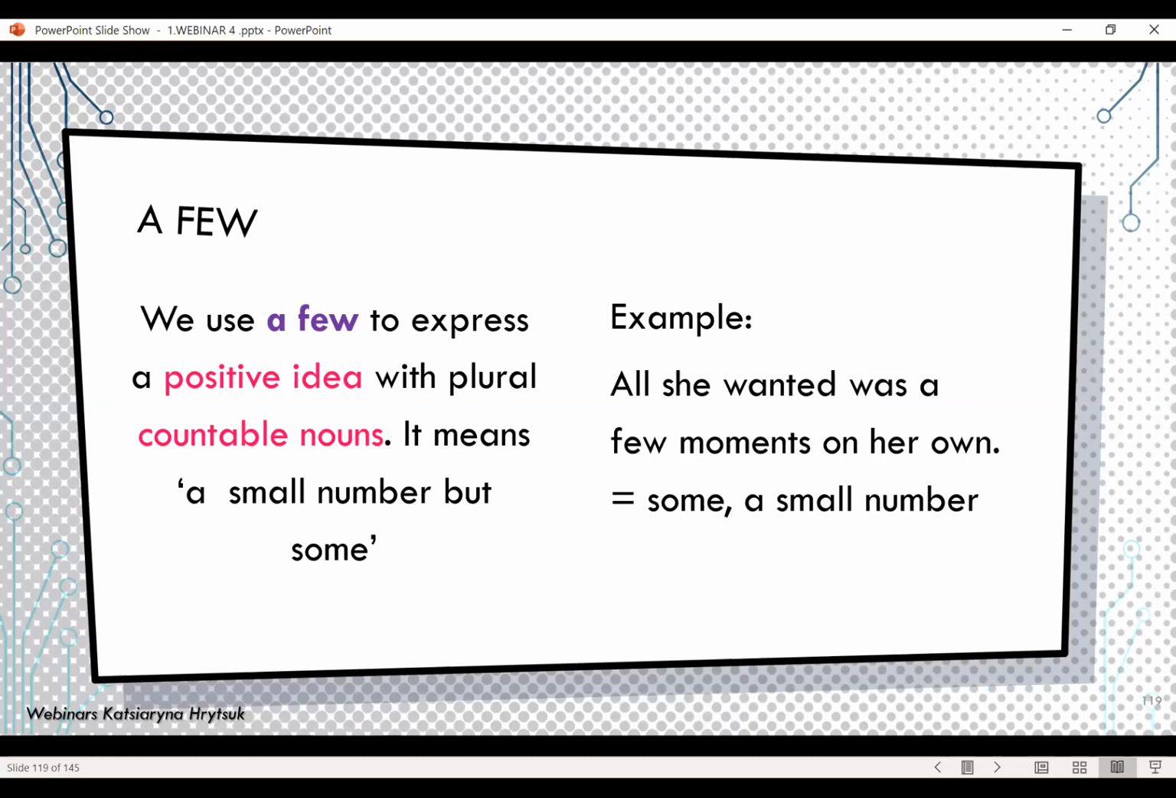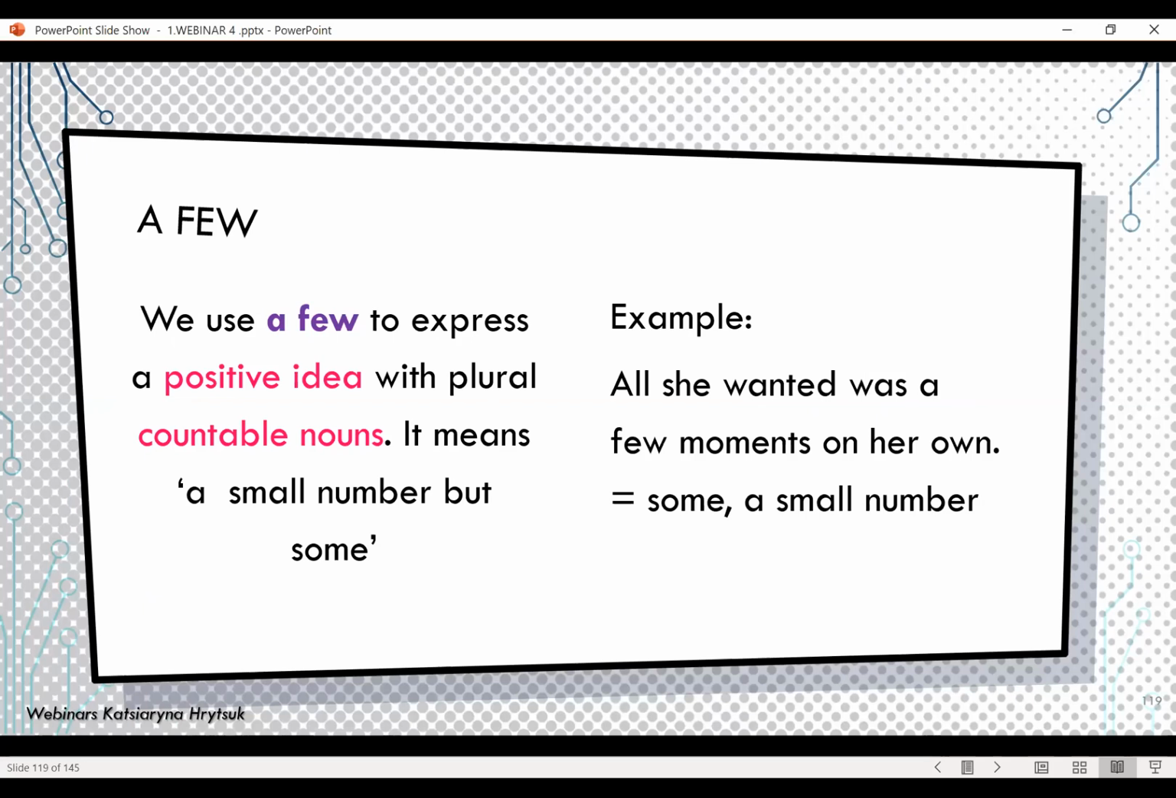Okay? The same with a few and few. We use a few to express a positive idea with plural countable nouns. It means a small number of something. Emilia, can you read the example?